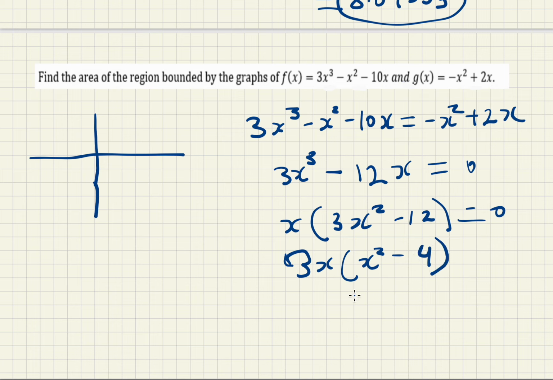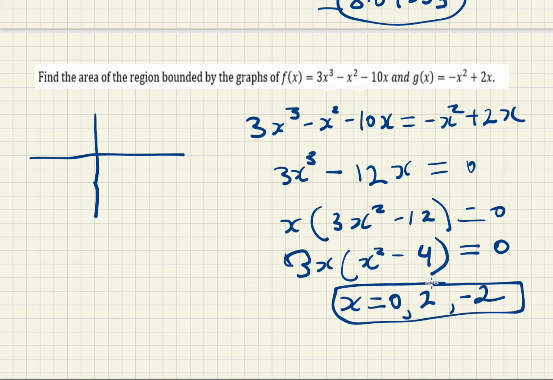And so we see that our points of intersection are, using the zero product rule, x equals 0, x equals 2, and x equals negative 2. These are our points of intersection. And so now we can graph these functions and put the bounds as negative 2 and 2, with 0 in the middle. And now graphing it using a graphing calculator, we get something along the lines of this.